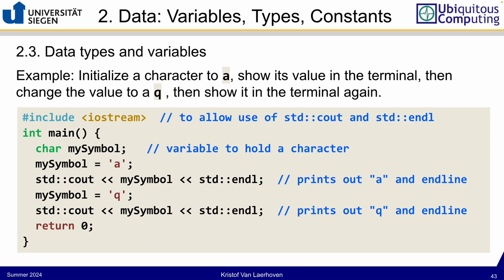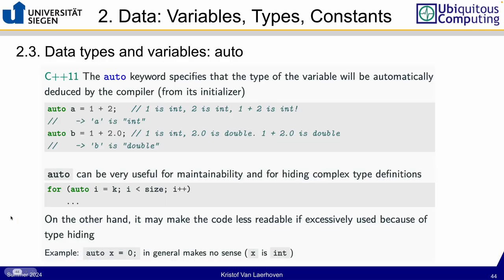Here we have a very simple program, so that everyone is still up to speed. We have basically a main function here. We create a variable called mySymbol, which is a character. We don't initialize it, but we do assign it a value afterwards, the value A, which is a constant character. So all is fine. Then we output this to the terminal. Then we change the value of mySymbol to a Q, and then we output the symbol as well. Right, that's a very, very simple program.